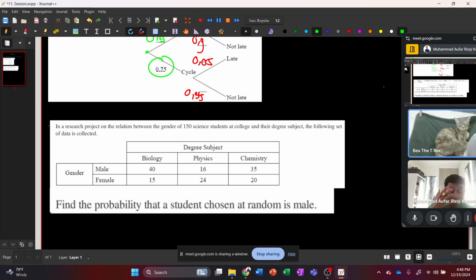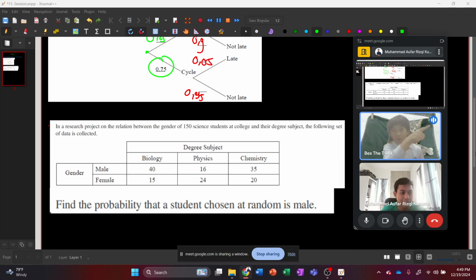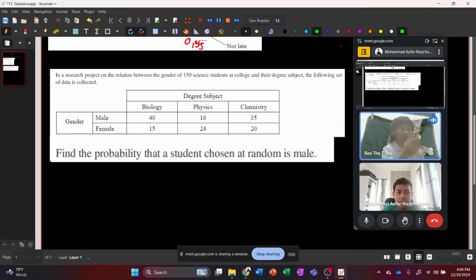So which class are we talking about? Is the probability from biology, physics, chemistry, or the entire set of subjects? The question asks for a student chosen at random. That means the question doesn't care about biology, physics or chemistry. This is easy. If the question doesn't care about the subjects, why should we care? Add up 40, 16, 35. That's the number for M. 15, 24, and 20 for F.